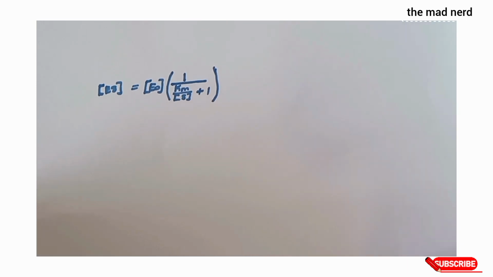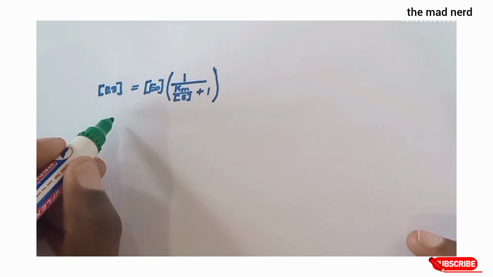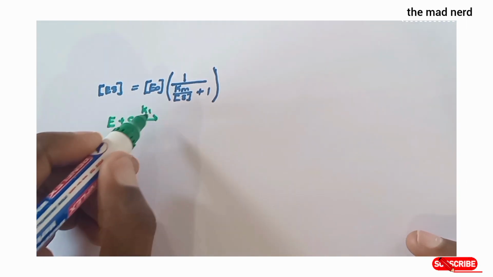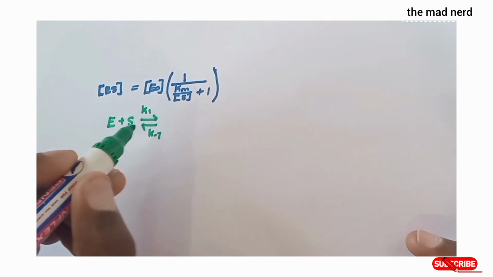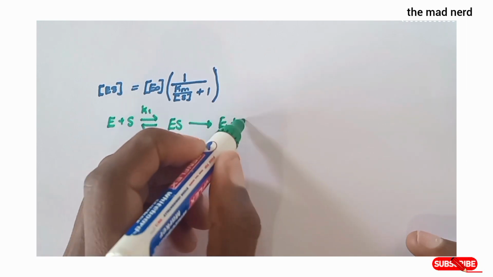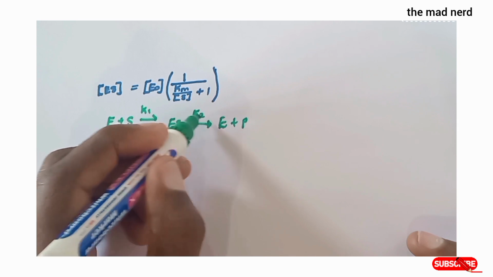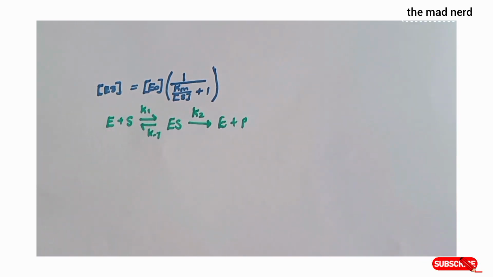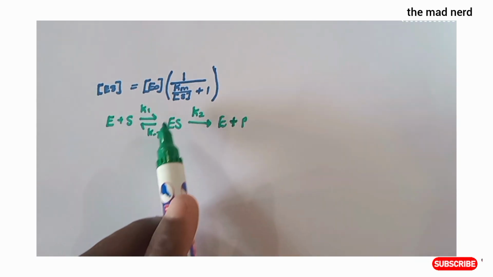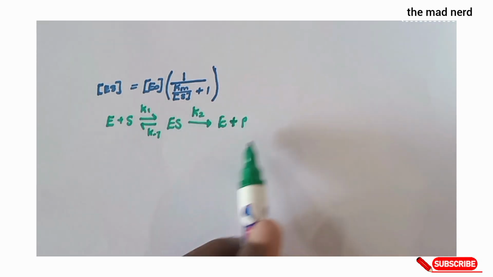And now let's take a look at the reaction. We have E plus S, and then the equilibrium, K1 and K of -1, and then ES, and then the enzyme plus a product over here. So here we have a K2. So now what we need to introduce over here is the rate of formation of a product. We are talking about this product over here. So it means that we look at the reaction that starts from the ES up until the product.